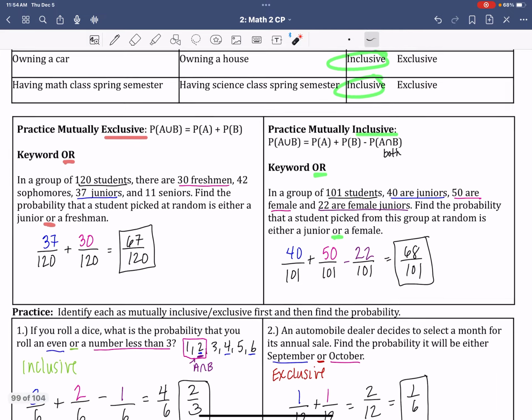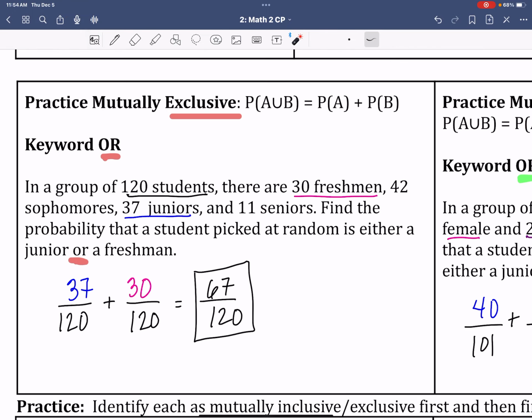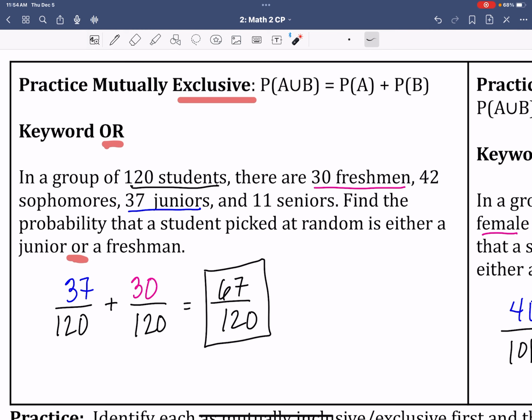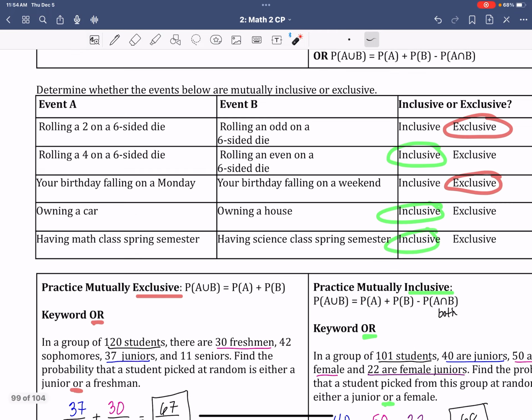All right, so now let's go ahead and practice some examples. For mutually exclusive, these are things that can't happen at the same time. So remember these examples right here, this is what we're looking at.